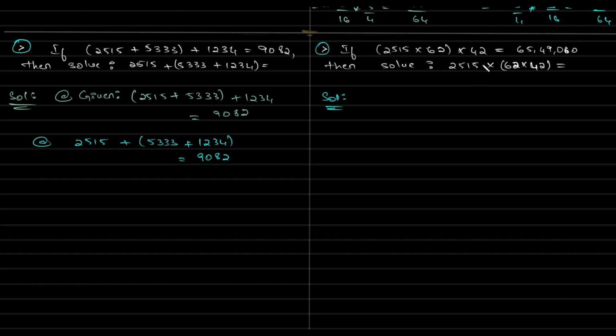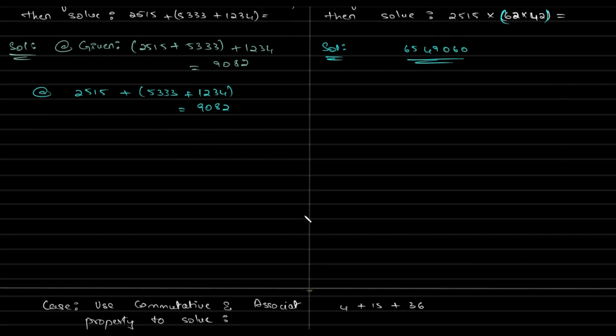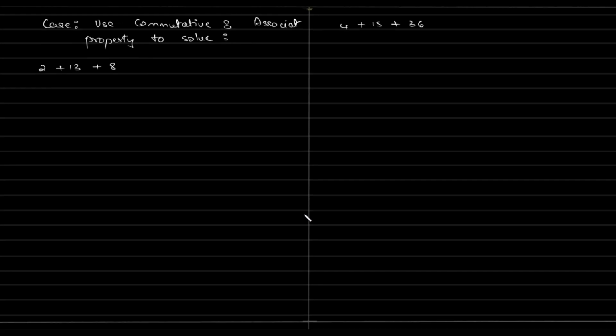The next question. Here too it's quite simple. Same set of numbers, just the nature of association is changed, and thus we get the final answer to be 6549060. Okay. So this is where I'm talking about the application part of this. Using commutative and associative property to solve this set of problems.